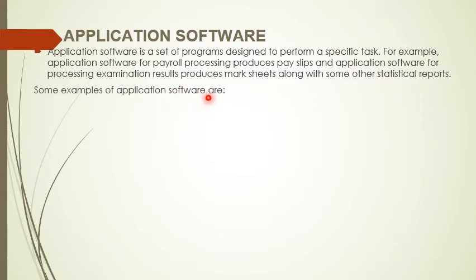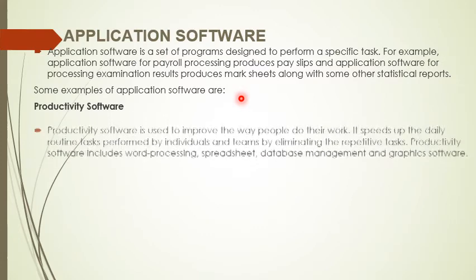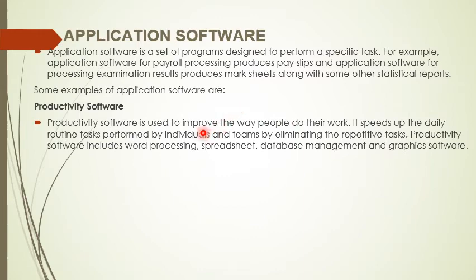Some examples of application software are productivity software. We have a total of 4 types of application software, so let's discuss them one by one. The first one is our productivity software. Productivity software is used to improve the way people do their work, just like the daily routine work which you are doing, by individuals and teams, by eliminating repetitive tasks.